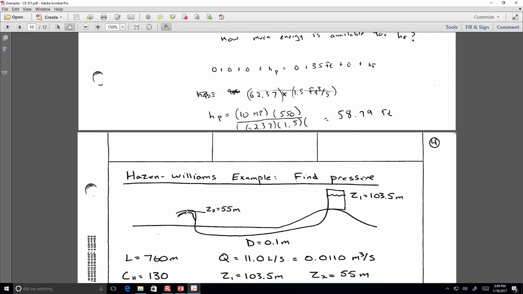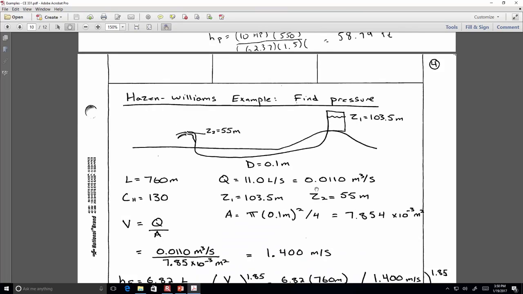Your question in the back? Yeah, so the Hazen-Williams equation is easier than the Darcy-Weisbach. Why do we use Darcy-Weisbach? That's a great question.